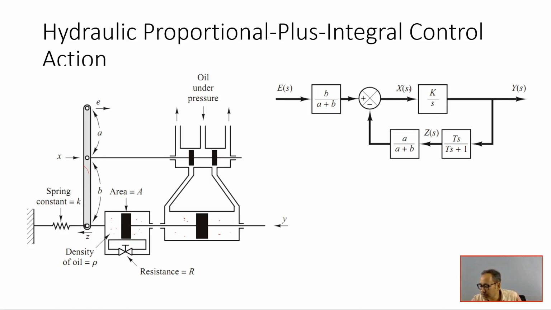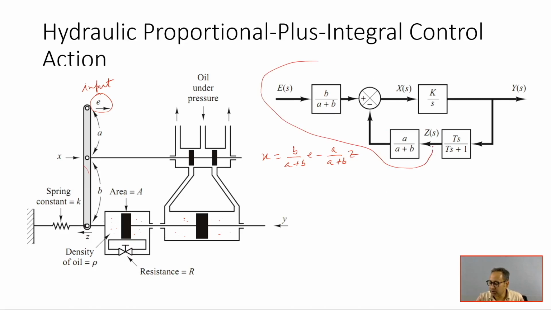Now this structure is obtained as before. E is the input, as before. What is X? X equal to, as before, B by A plus B into E minus A by A plus B into the displacement Z. That is taken care of in this particular part. Now Y(s) equal to K by s into X(s); this Y and this X were discussed earlier in the beginning. This is the very basic part. So Y(s) equal to K by s into X.